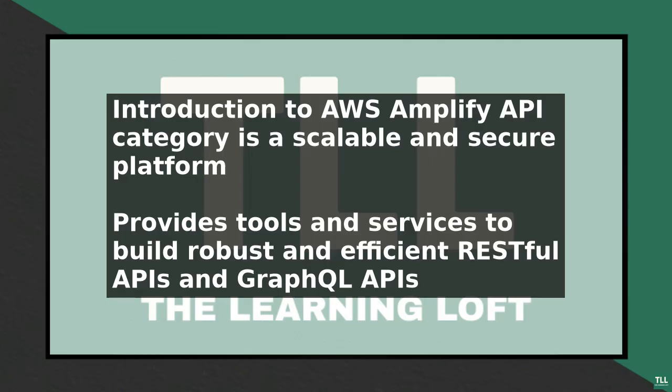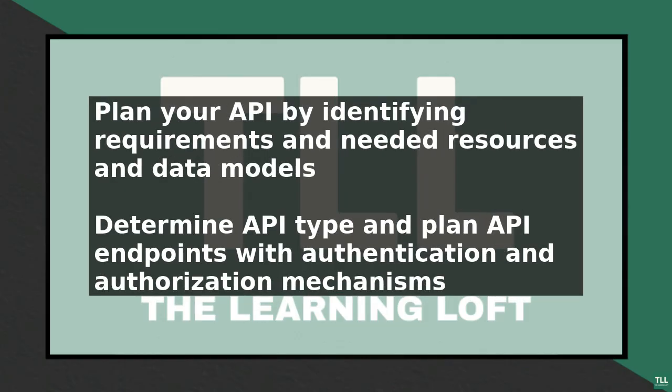Step 2. Choose the right API gateway. AWS provides two types of API gateways: REST API and WebSocket API. Choose the one that best fits your needs. If you need to build a real-time API, use the WebSocket API. If you need to build a RESTful API, use the REST API.